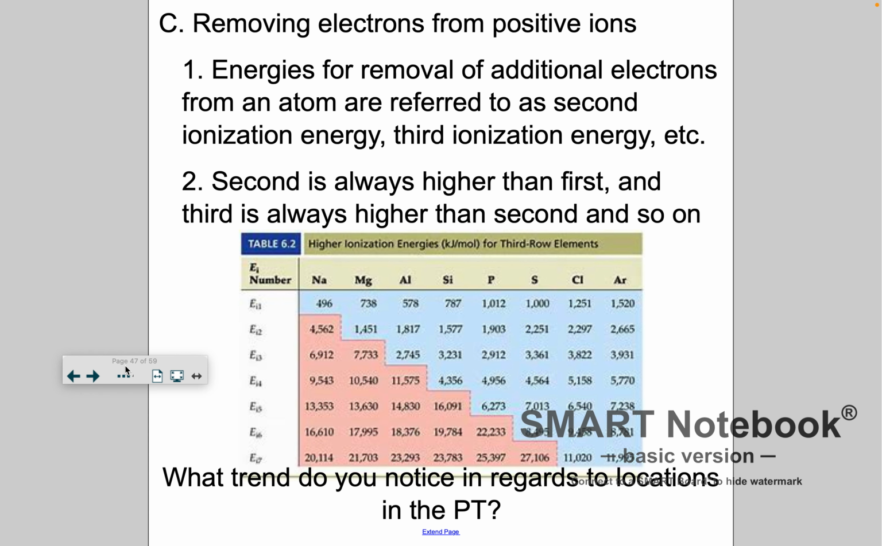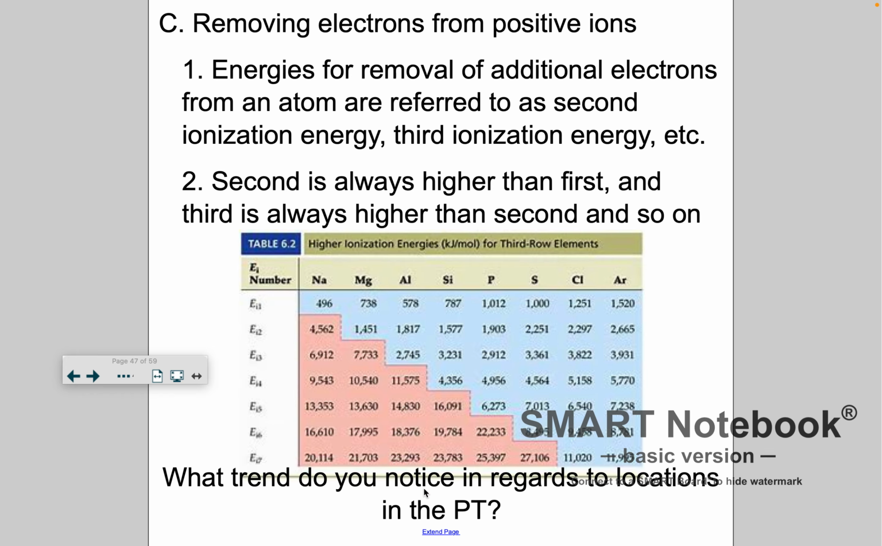So when you remove electrons, you form positive ions, and this little bit you don't really need to know, but energies for the removal of additional electrons are referred to as second ionization energy, and if you wanted to remove a third, then it's third ionization energy. And so the second is always higher than the first, and the third is always higher than the second, and so on and so forth. And that is why it takes so much energy for elements that have a full outer energy shell to lose electrons. Okay, they'd rather gain them.